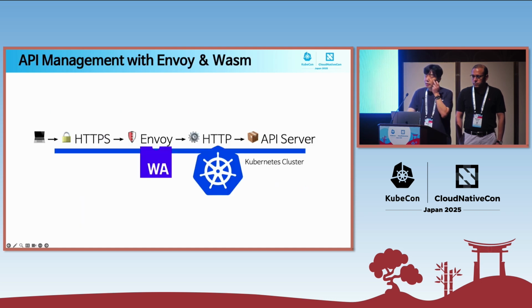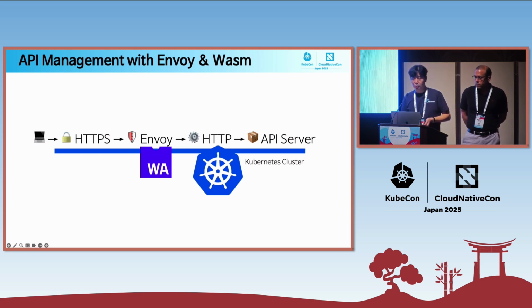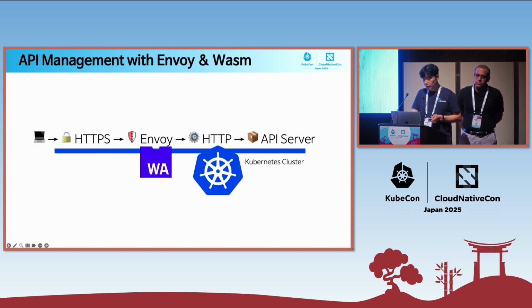So at last, we can have a very simple architecture like that. The API client will use HTTPS to access the Envoy deployment, which has the WebAssembly filters. And after that, you can have HTTPS or HTTP after TLS termination. And only authenticated API traffic will go to the API server as a deployment on your Kubernetes cluster.